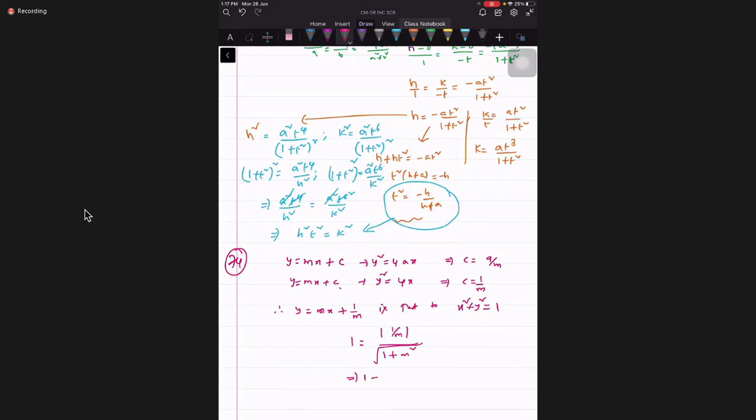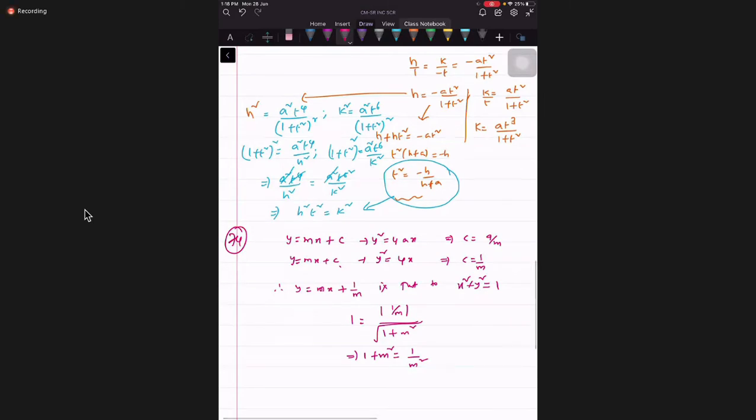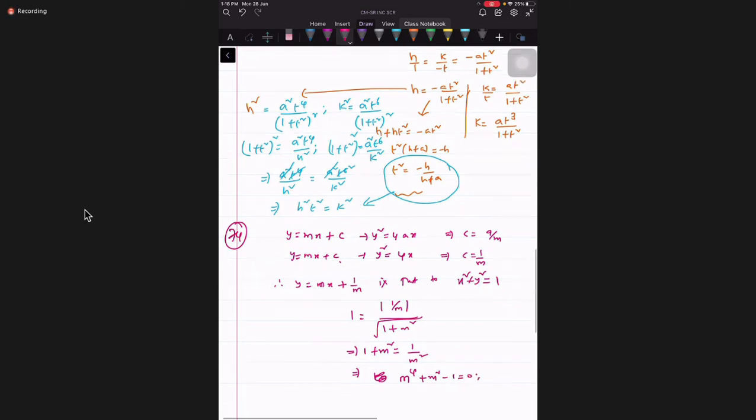In this, what is there? 1 + m² equals 1 by m². So 1 equals... m⁴ + m² - 1 = 0. We can convert this to a quadratic: m⁴ + m² - 1 = 0. Now we can solve for m².